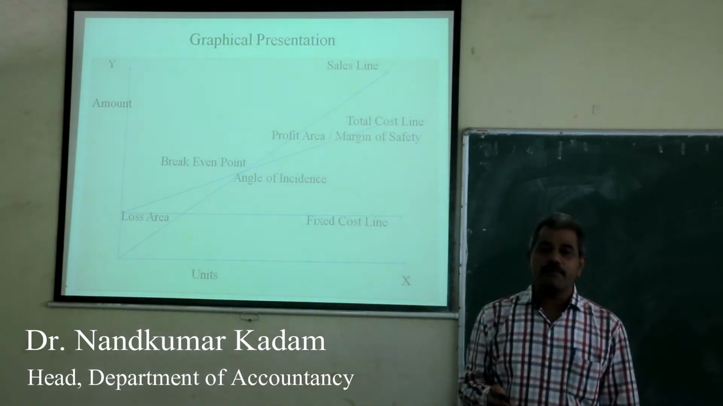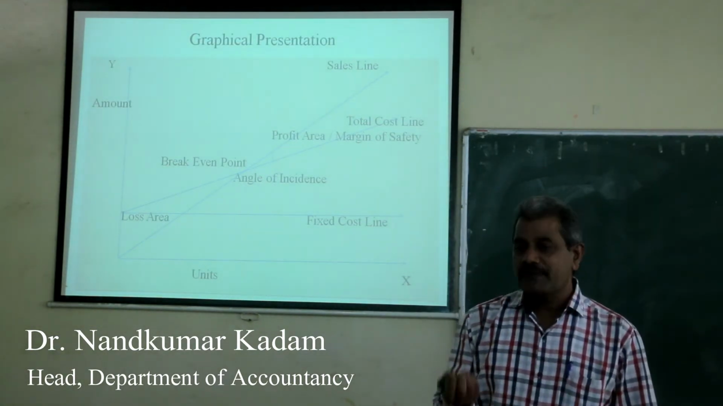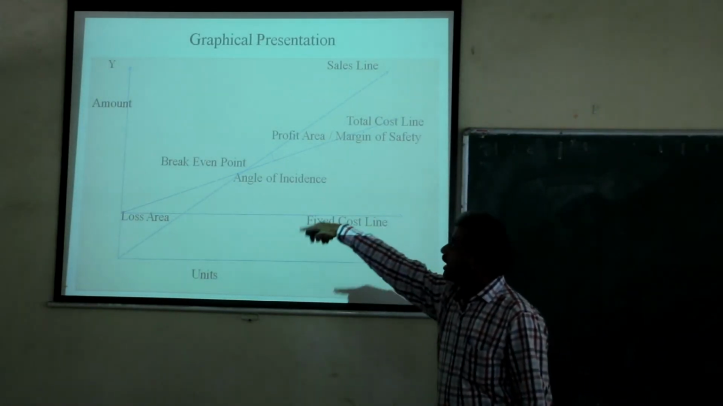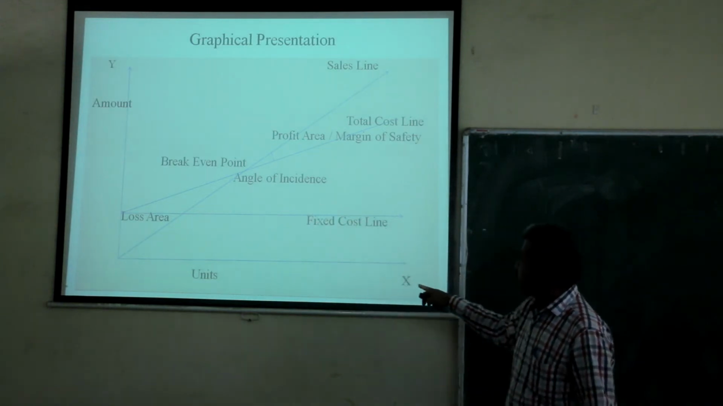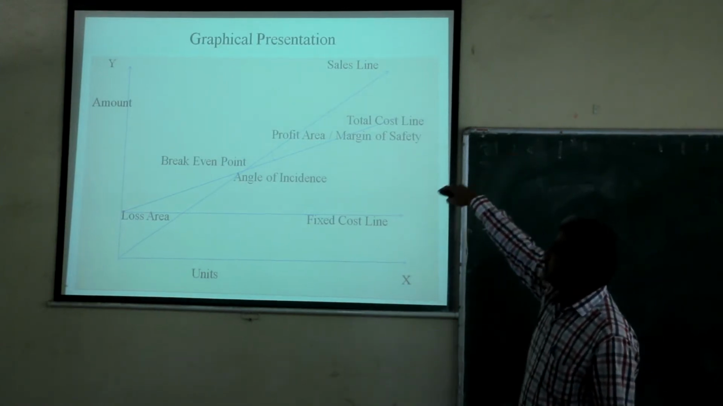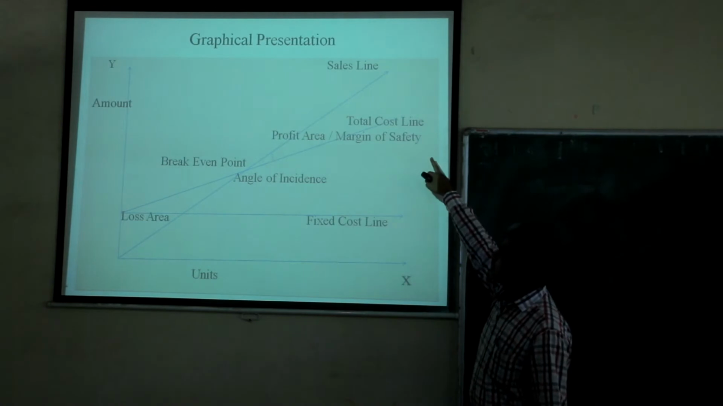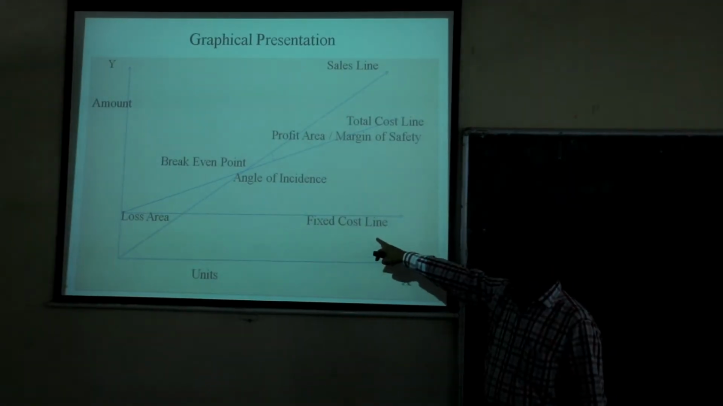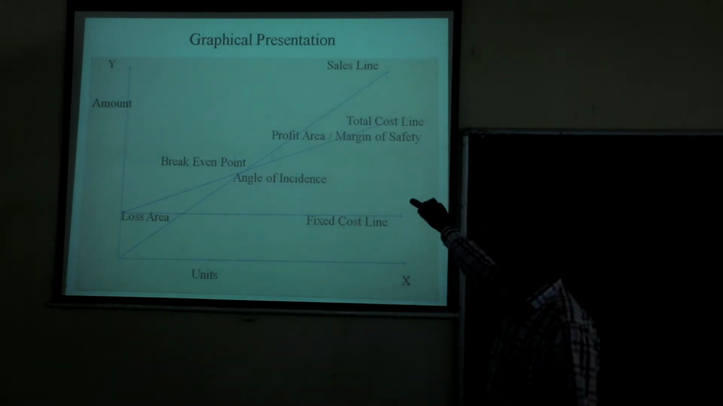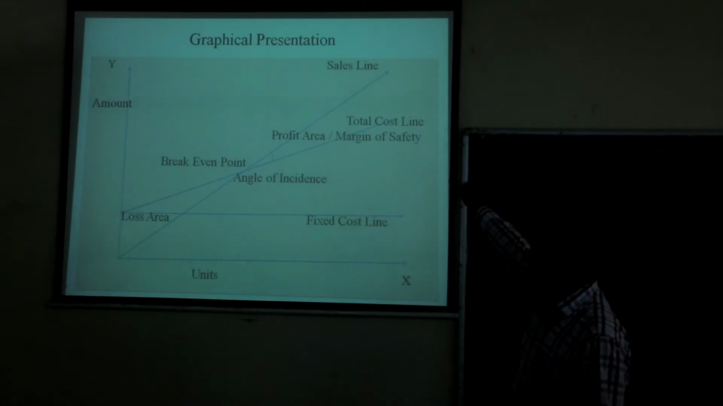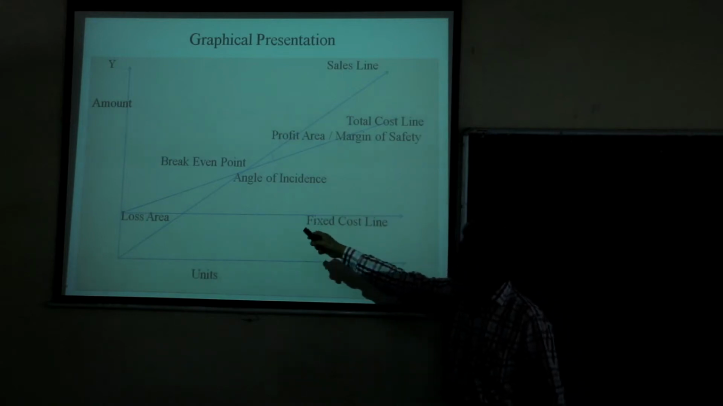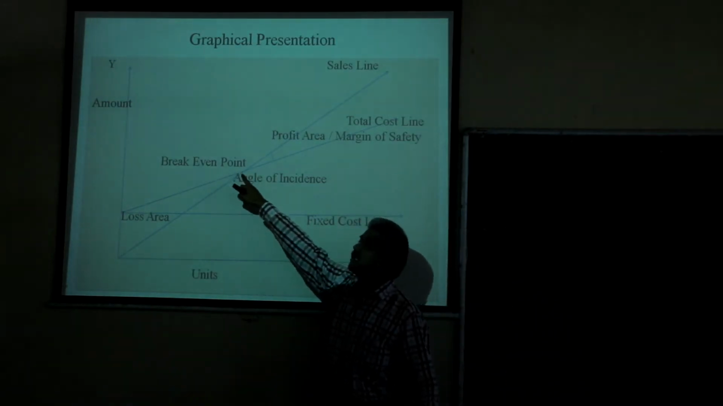There are three methods of presentation by the graphical method. This is the first one. Here you can see that on the y-axis amount is shown, and on the x-axis units are shown. This is the total sales line, then the total cost line, and the fixed cost line. You will find the point where the sales line and total cost line intersect. This point is the break-even point.